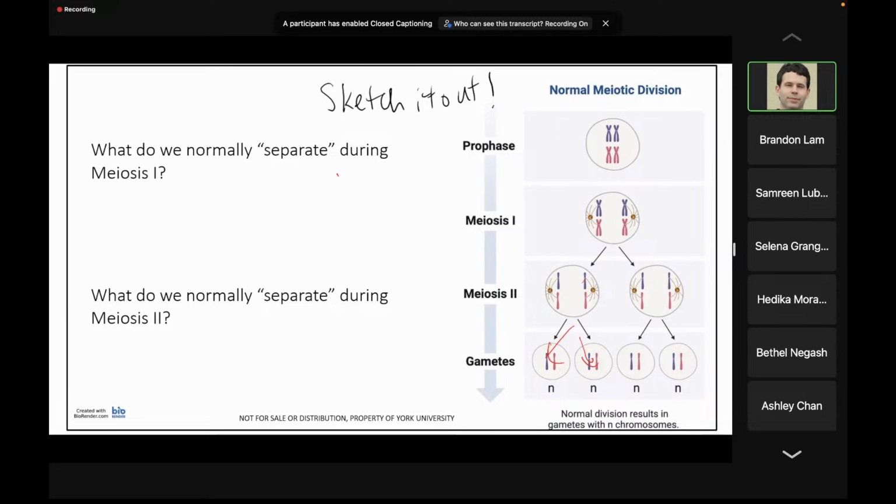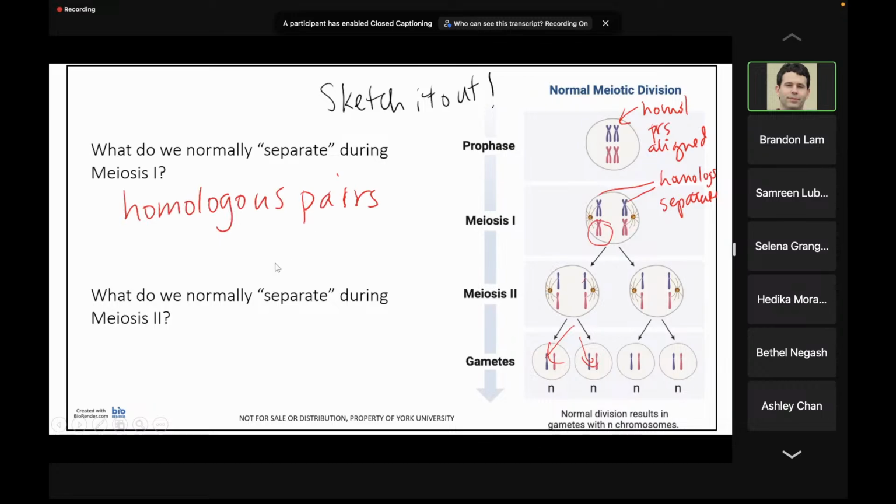Sister chromatids separate. Bam, got it. Very good. Okay, so this was homologous chromosomes aligned, homologs aligned. Here the homologs get separated. One chromosome goes to one end, one goes to the other end, and then down here, this is homologous pairs of chromosomes.